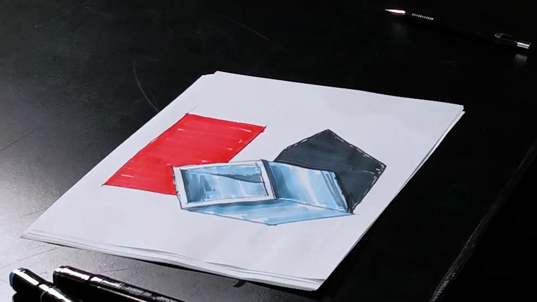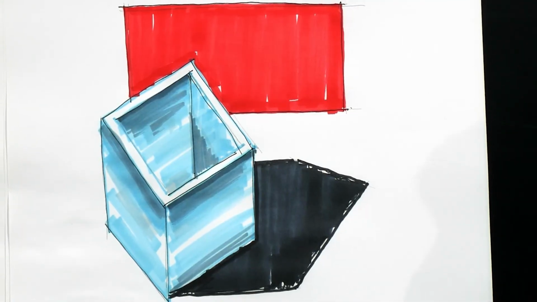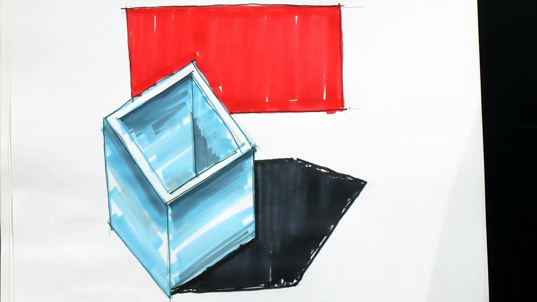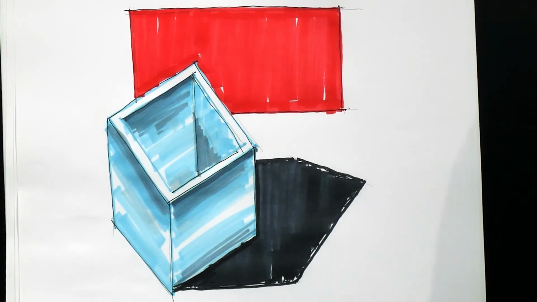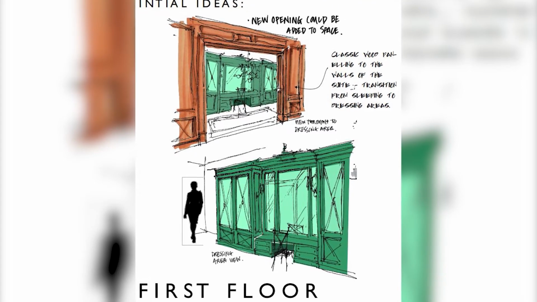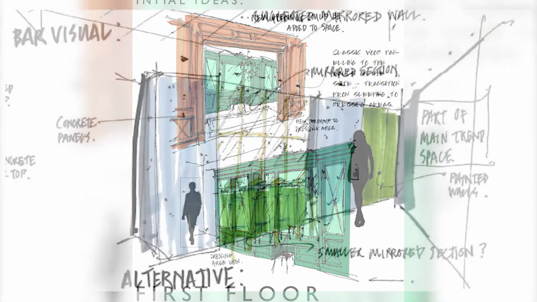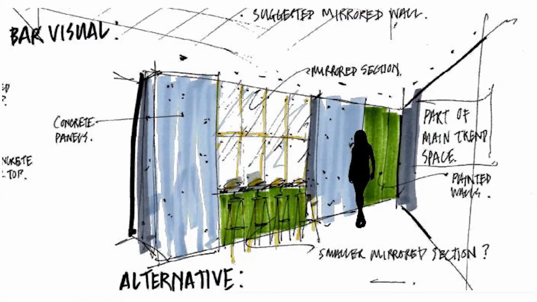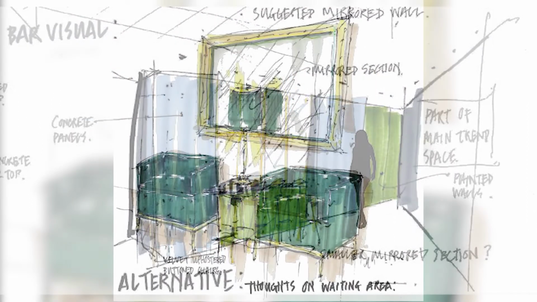As you have seen, I have shown a quick demonstration of some of the techniques you can use to apply markers to your sketches. Here are a few more complex examples of how these have been applied to various 2D and 3D drawings. I hope you have found this video useful.